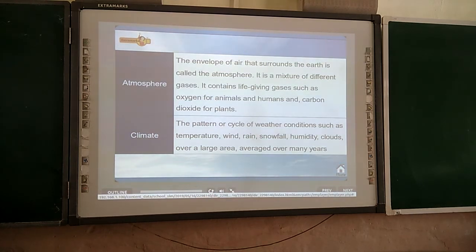The envelope of air that surrounds the Earth is the atmosphere. It is a mixture of different gases. It contains life-giving gases such as oxygen for animals and humans and carbon dioxide for plants. You can see here the climate, the pattern or cycle of the weather conditions such as temperature, wind, rain, snowfall, humidity, clouds over a large area, average over many years.